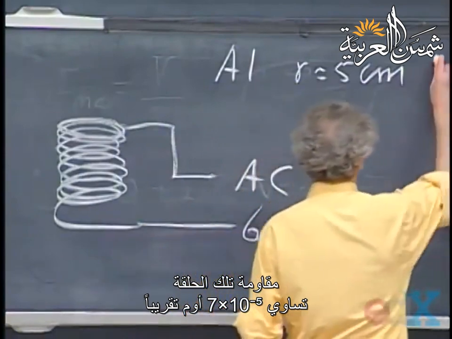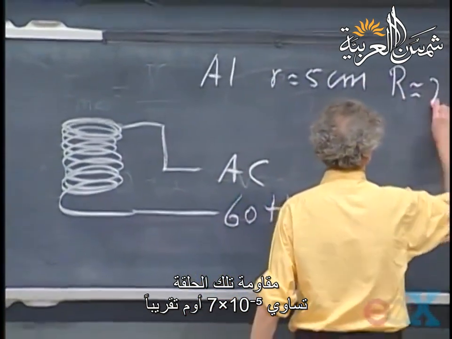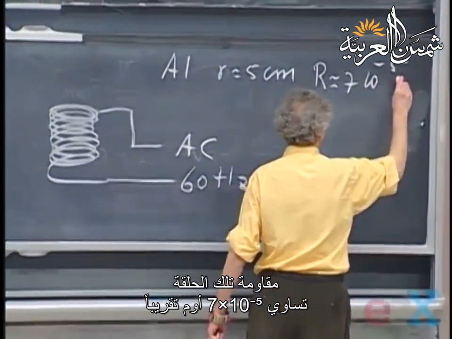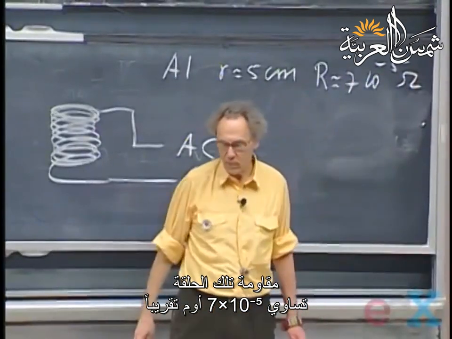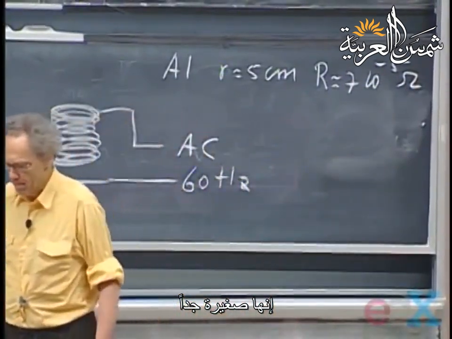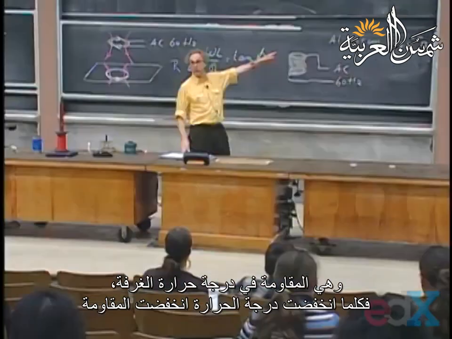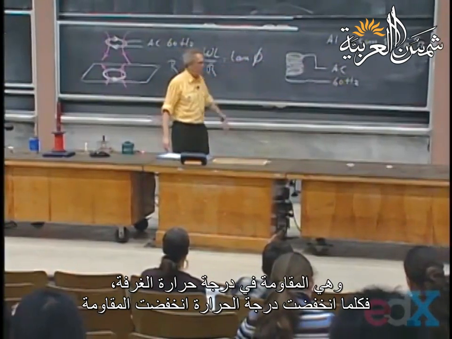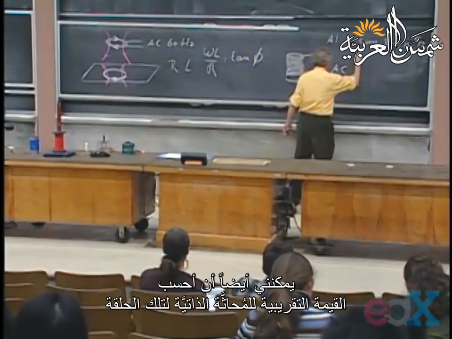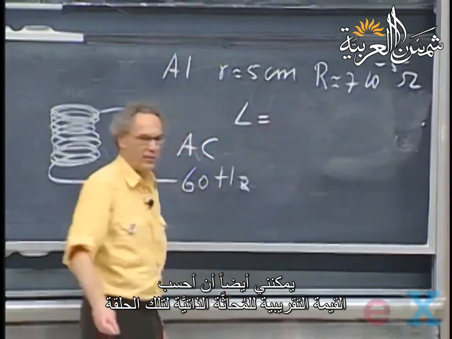And so the resistance of that ring, very roughly, is about 7 times 10 to the minus 5 ohms. It's very small. That is at room temperature, by the way. At the lower temperature, the resistance is lower. I can also calculate very roughly what the self-inductance is of that ring. Now, that's not so easy.